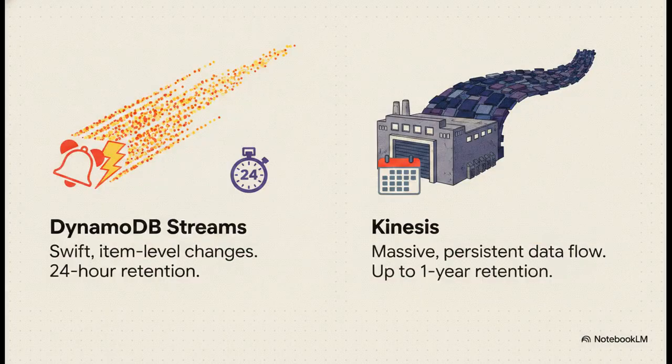Now for data analytics. Say you need to fire off a real-time Lambda alert every single time a new user registers in your database. DynamoDB Streams will capture that exact item-level change and keep a log of it for 24 hours. Perfect. But if you need to pipeline that data into a massive analytics warehouse with heavy processing and up to a 1-year retention period, you're definitely going to want to use Kinesis Data Streams instead.